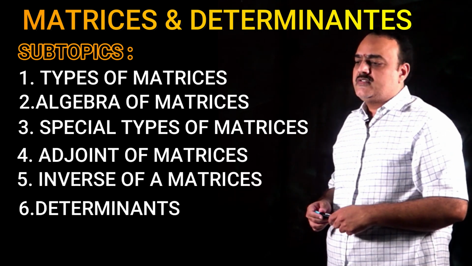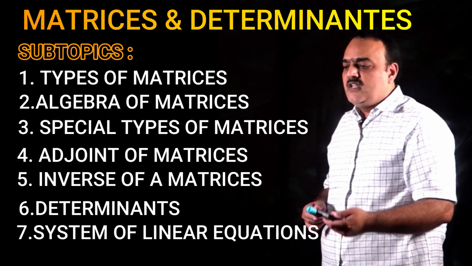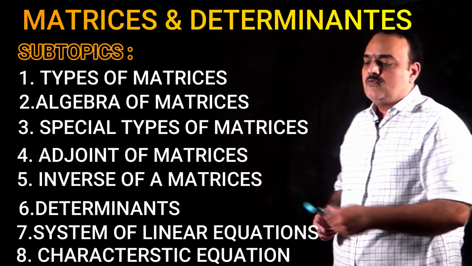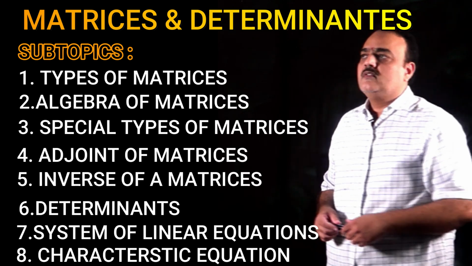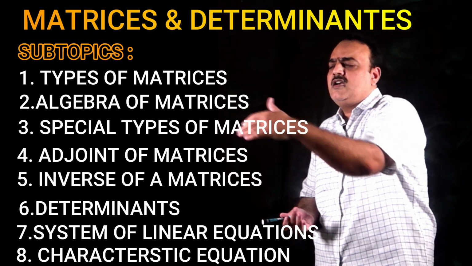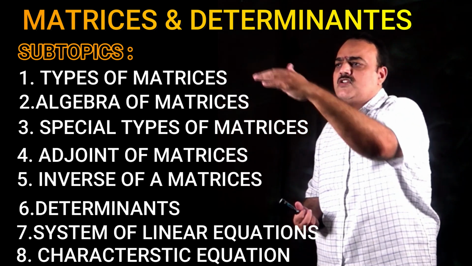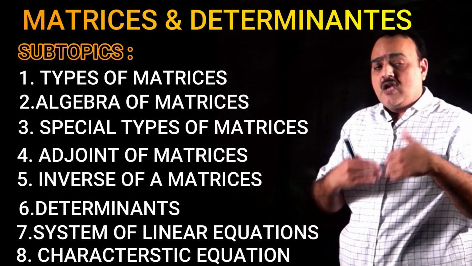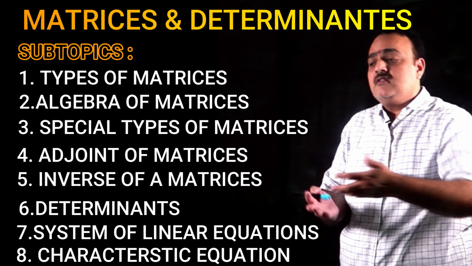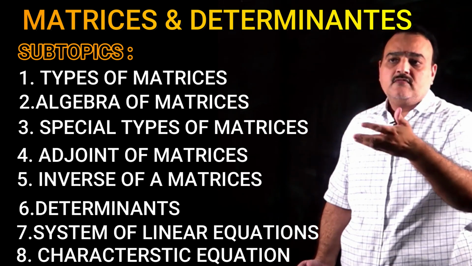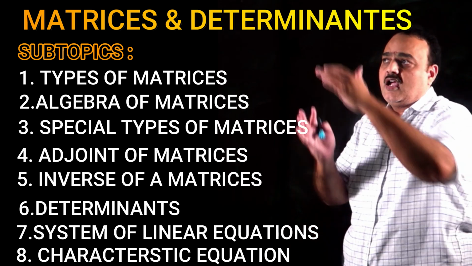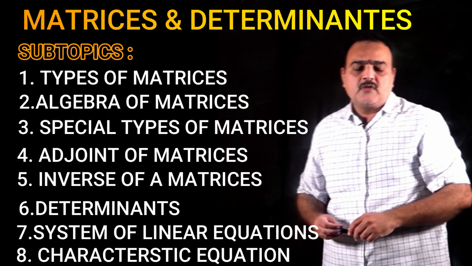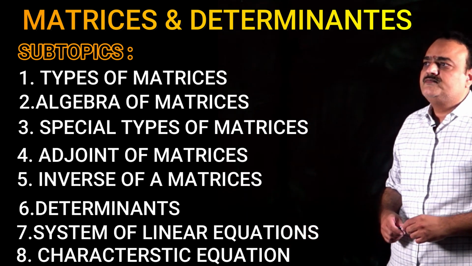Sixth one, determinants. Seventh one, system of linear equations. And eighth one is characteristic equation, which is also known as eigenvalues. This is how I divided the entire Matrices and Determinants chapter as per my convenience. Another lecturer may divide this into 10 or 15, but broadly I consider these the subtopics under the chapter Matrices and Determinants.